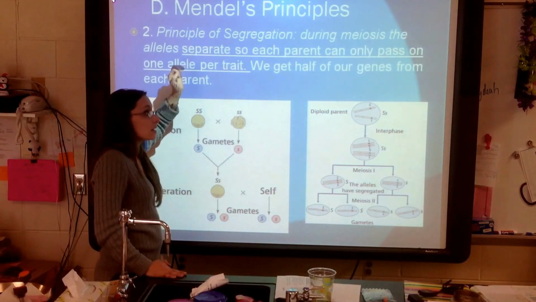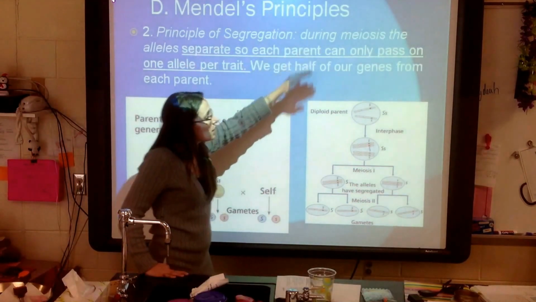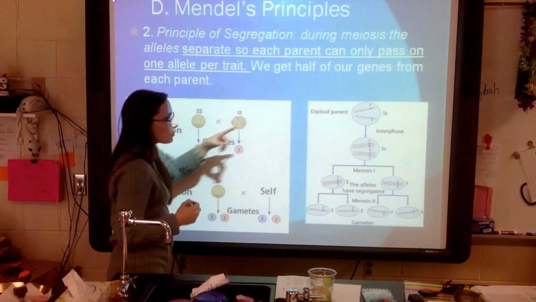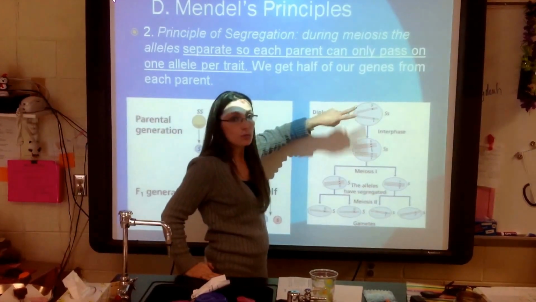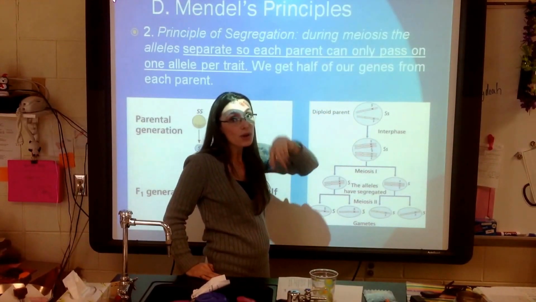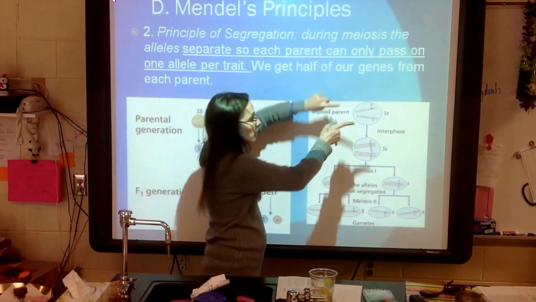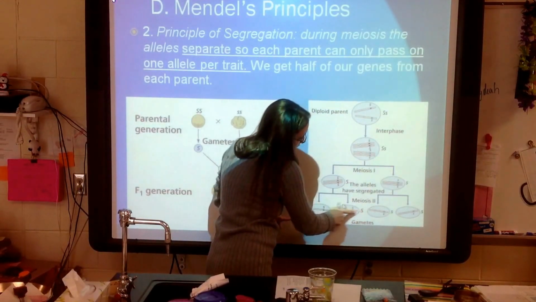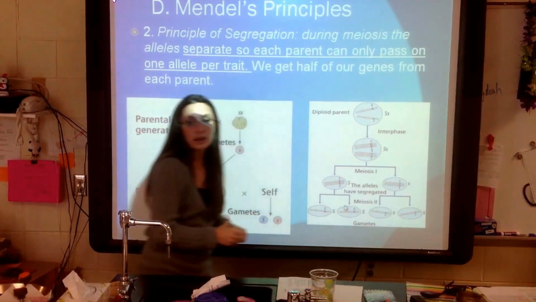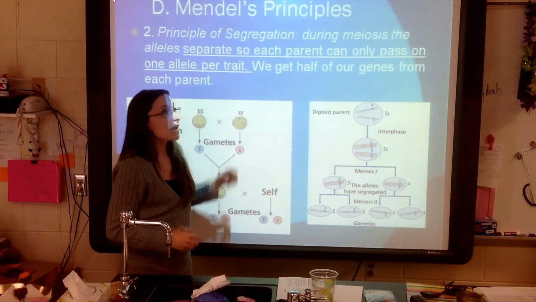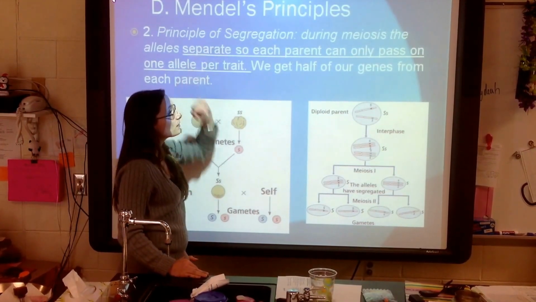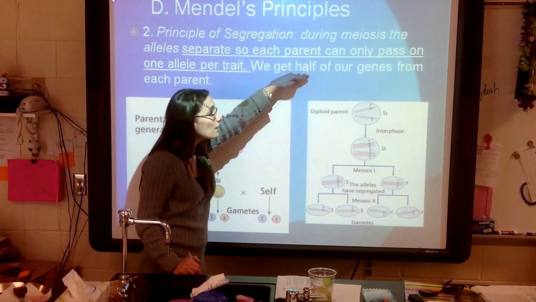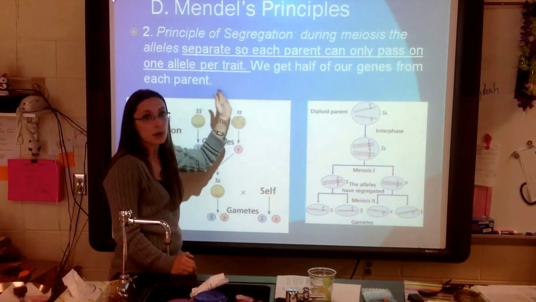What that means is that during meiosis, the homologous pairs will separate. Remember, inside of your cells, your chromosomes show up in sets of two. You got one from your mom and one from your dad. We copy them and then we divide them so that each family only has one of each type. And that is Mendel's principle of segregation, that you actually only inherit half of your genes from each parent.